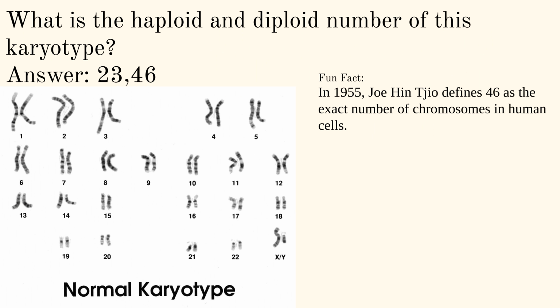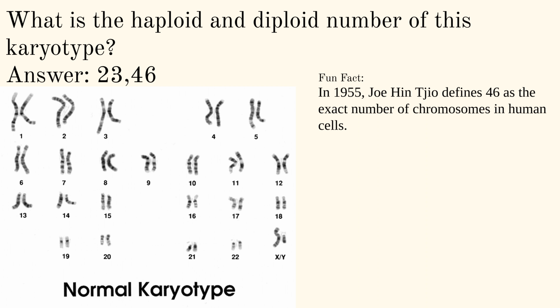So, the haploid and diploid number of humans. The haploid number of humans is 23, and the diploid number of humans is 46. But please remember, the haploid and diploid numbers of different species are different. Here's a fun fact. In 1955, Joe Hin Tjio determined 46 as the exact number of chromosomes in human cells.